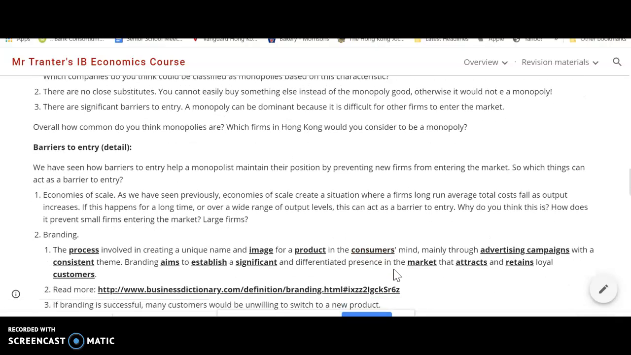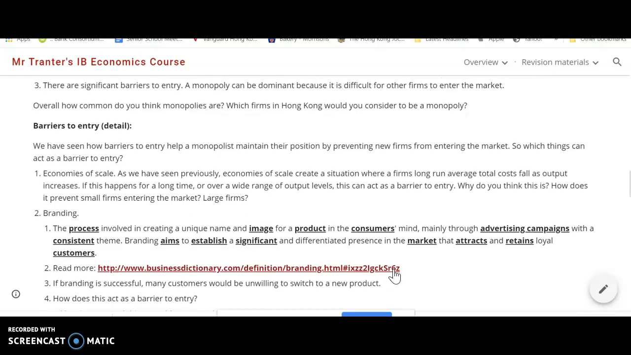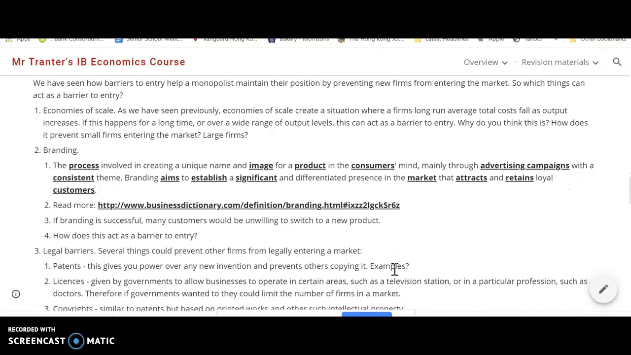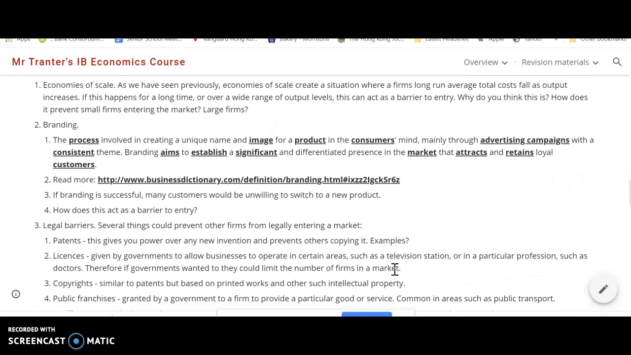Now, you need to know about the specific types of possible barriers to entry in a little more detail. So here they are. The first possible barrier to entry is economies of scale. Now we know what economies of scale are. We've looked at it. It's this idea that long run average total costs fall as output increases.